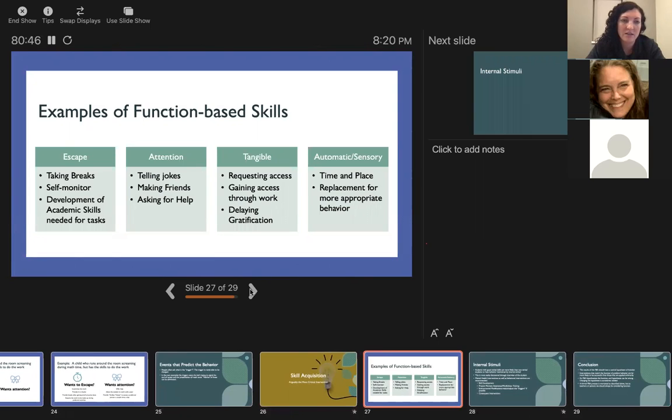Again, just another tool that would be good for going forward is examples of function-based tools: escape, taking breaks, learning to self-monitor, development of academic skills needed for tasks. For attention: telling jokes, making friends, asking for help is a big one for attention.